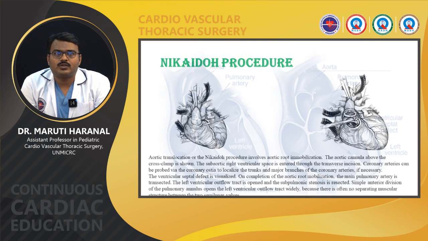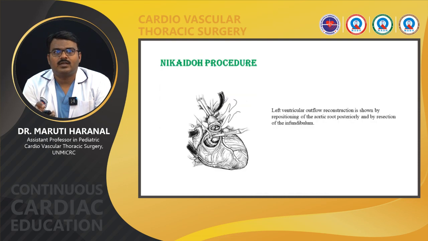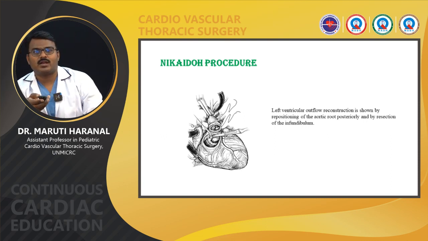Nikaido procedure, also called aortic translocation, wherein we mobilize the entire aortic root along with the coronaries. Sometimes coronary buttons have to be harvested based on the coronary anatomy. Left ventricular outflow tract is enlarged by incising the VSD and resecting the subpulmonary stenosis. Then the aorta is translocated posteriorly and anastomosed directly in its posterior aspect.